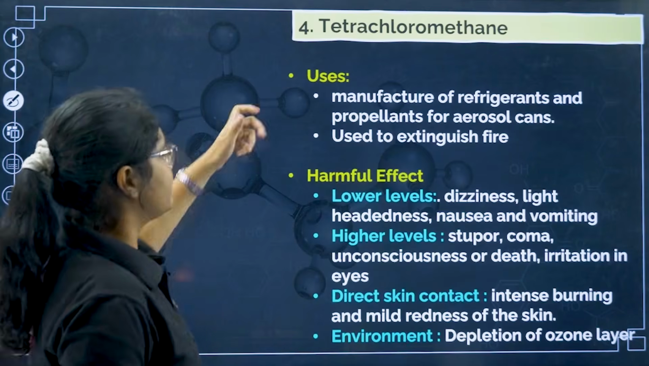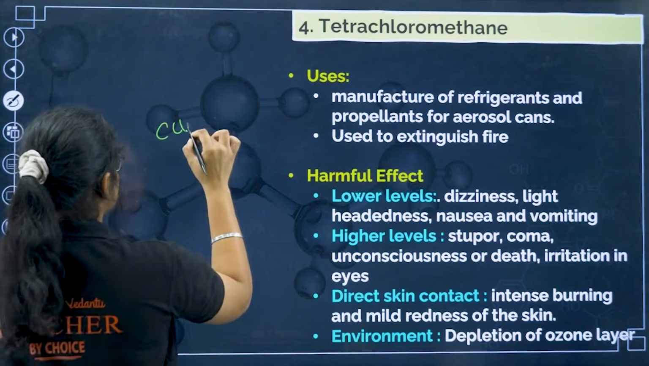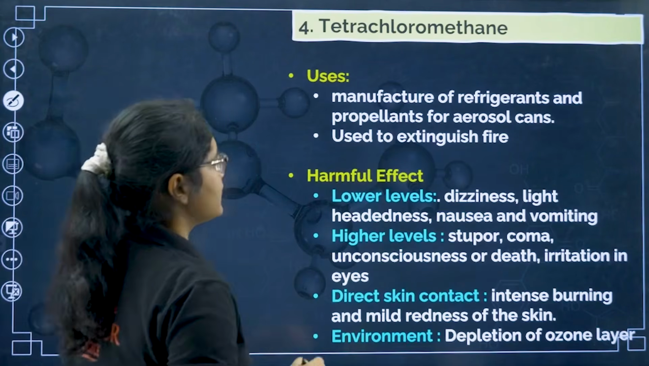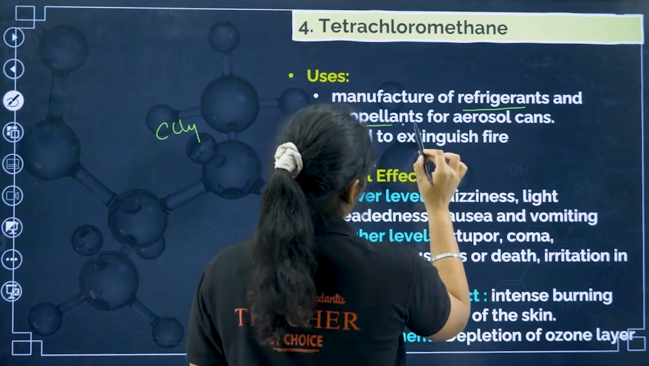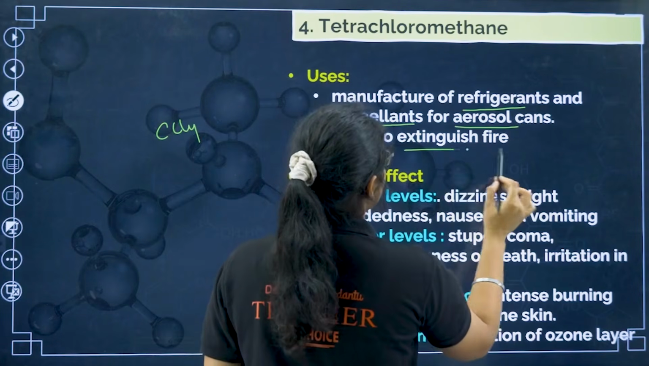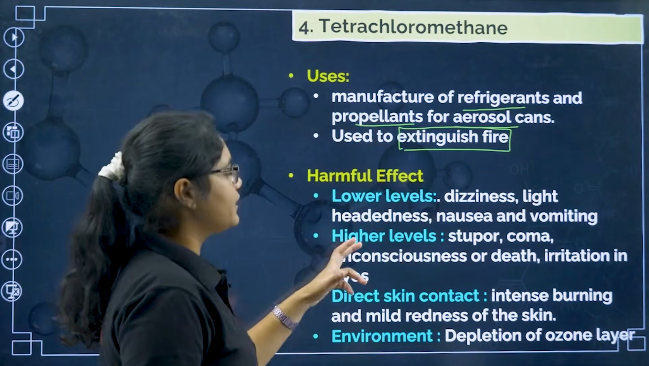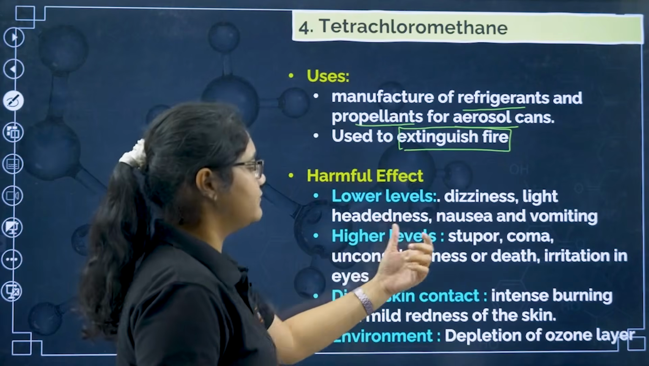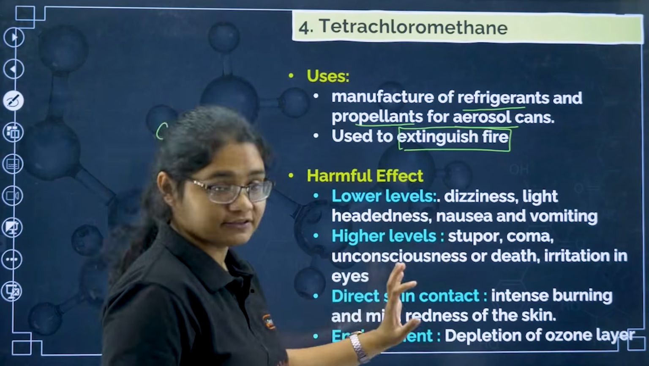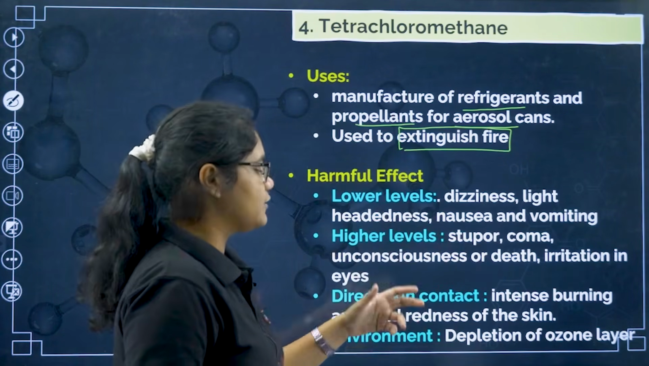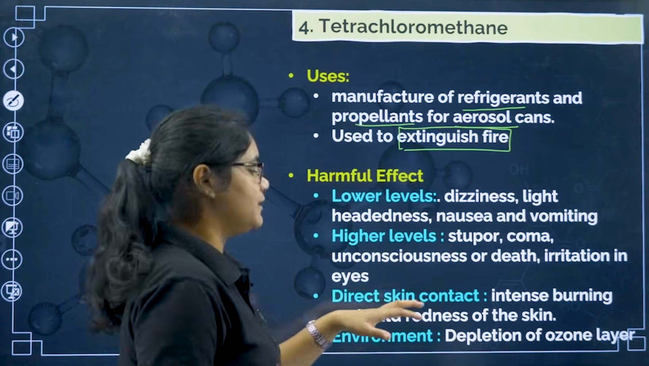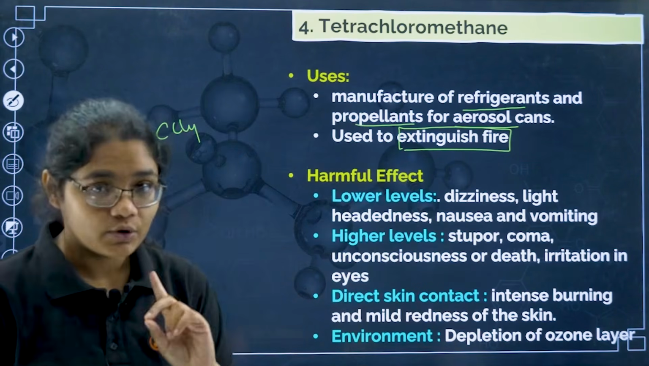Next we have tetrachloromethane, that is CCl4. It is used again as a refrigerant, propellant for aerosols, etc. It is also used to extinguish fire. This use is important. At lower level it causes dizziness, at higher level you have coma, unconsciousness, etc. With direct skin contact, you can have severe burning. In the environment, it also leads to depletion of the ozone layer.